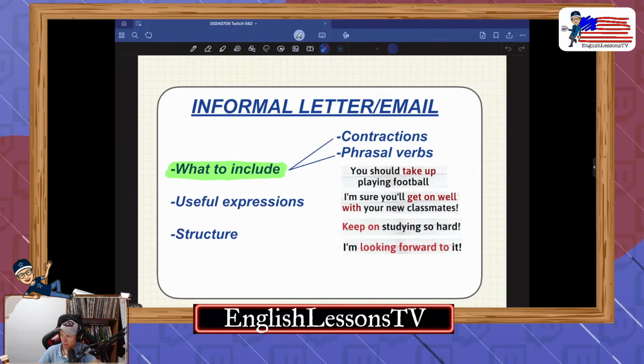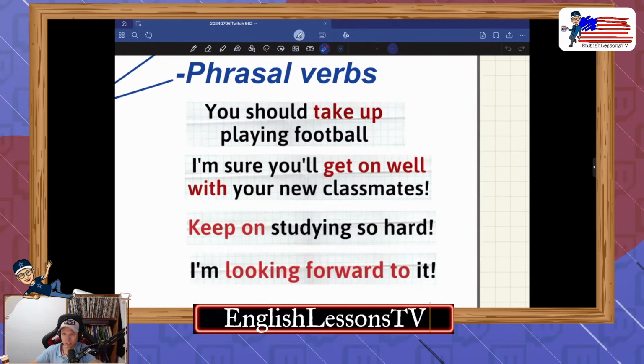Then also very important, you should use phrasal verbs because phrasal verbs are very colloquial. Okay, I'm giving you four here that you can take. For example, you should take up playing football. Take up is to initiate a new activity. Okay, I'm sure you'll get on well with your new classmates. Get on with, the well is optional. Get on with is to have a good relationship with your partners. Okay, another one is keep on studying so hard. Keep on is the same as continue. Continue studying so hard. Keep on studying so hard.